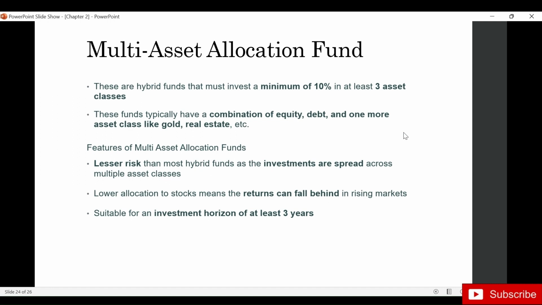The next feature is lower allocation to stocks, which means that the returns can fall behind in rising markets. Finally, the last feature is that these multi-asset allocation funds are suitable for investors with an investment tenure of minimum 3 years.